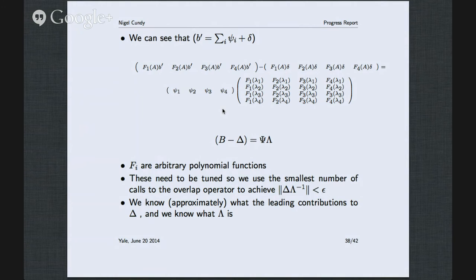We also know approximately what the leading contributions to delta are: the eigenvectors which we haven't got, the next eigenvectors to the ones we want, which we can calculate. We know what this lambda matrix is because we've always got a rough guess to the eigenvalues. So we can do this tuning just using a small system. We know what the eigenvalues are. We know, roughly speaking, what dominates this delta, what dominates this lambda. So we can perform this tuning without actually having to apply the overlap operator, and it's relatively fast.